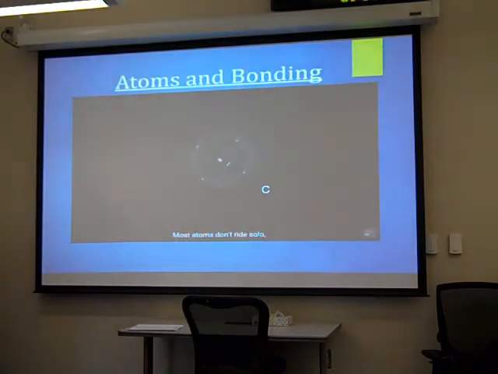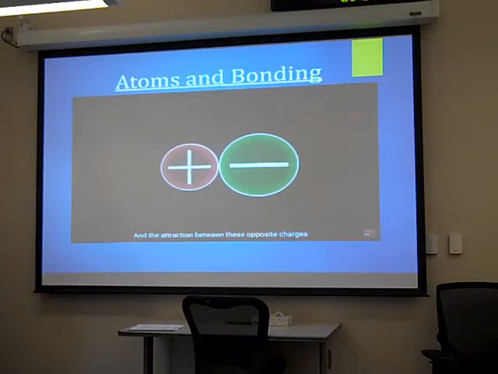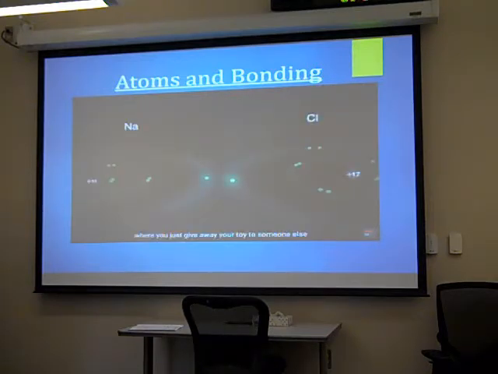Most atoms don't ride solo. Instead, they bond with other atoms. Now, bonds can form between atoms of the same element, or atoms of different elements. You've probably imagined bonding as a tug of war. If one atom is really strong, it can pull one or more electrons off another atom. Then you end up with one negatively charged ion and one positively charged ion. And the attraction between these opposite charges is called an ionic bond. This is the kind of sharing where you just give away your toy to someone else and then never get it back.